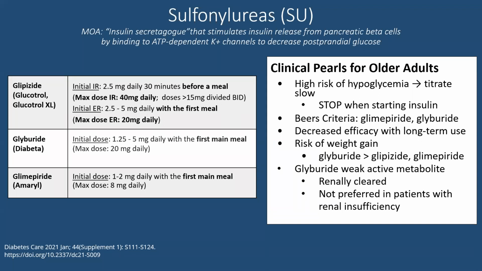One of the long-term issues with sulfonylureas is they do cause weight gain. But a lot of our older adults don't get enough nutrition, so that may be appropriate in some patients. The most weight gain you get with glyburide, followed by glipizide and glimepiride. They're not preferred agents with renal insufficiency, but they can be used at low doses. So that's something to keep in mind. You can always use it, just lower the dose. Next slide.